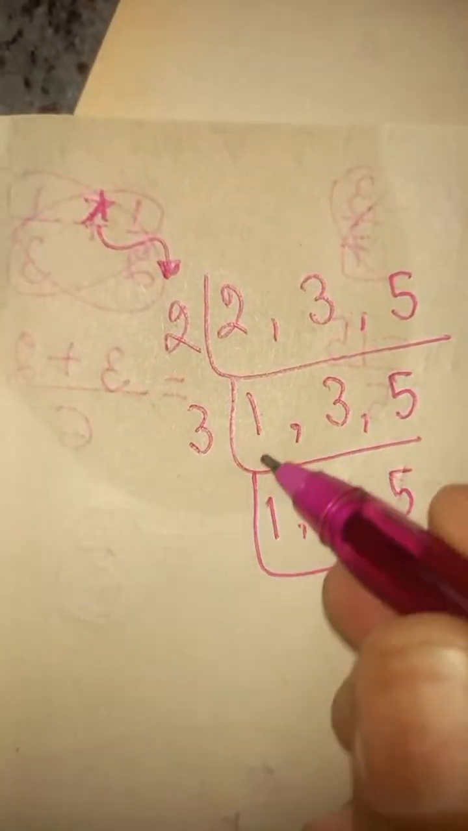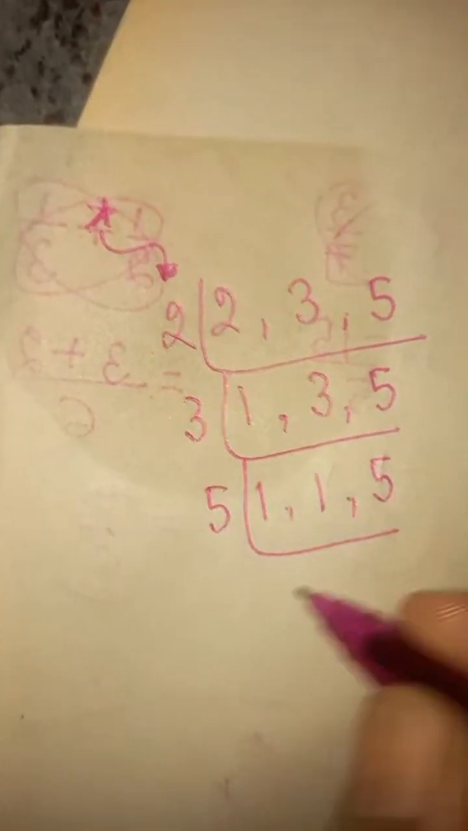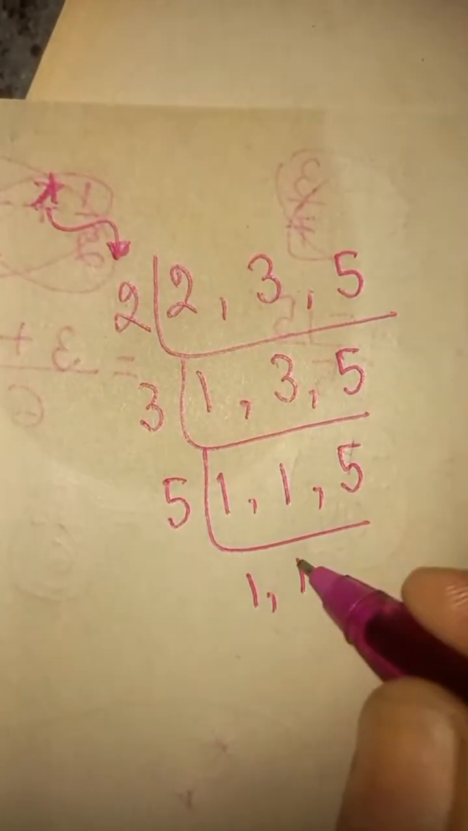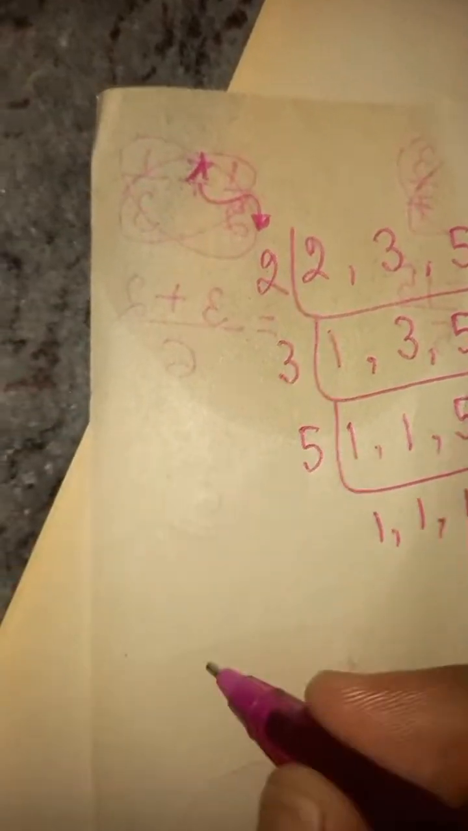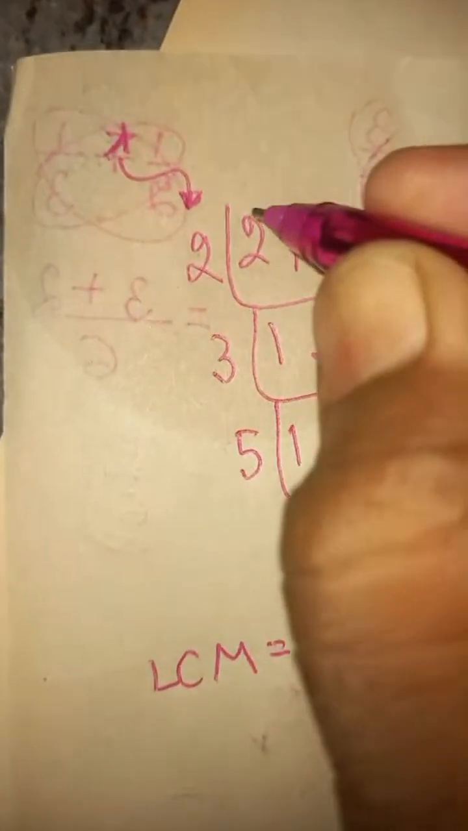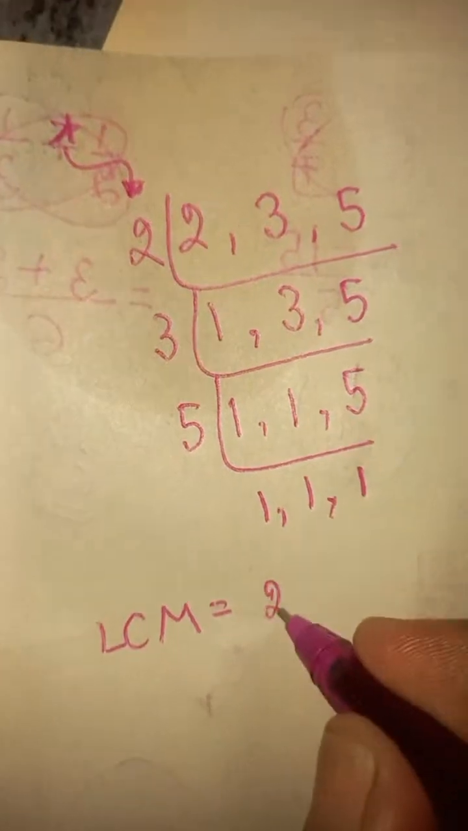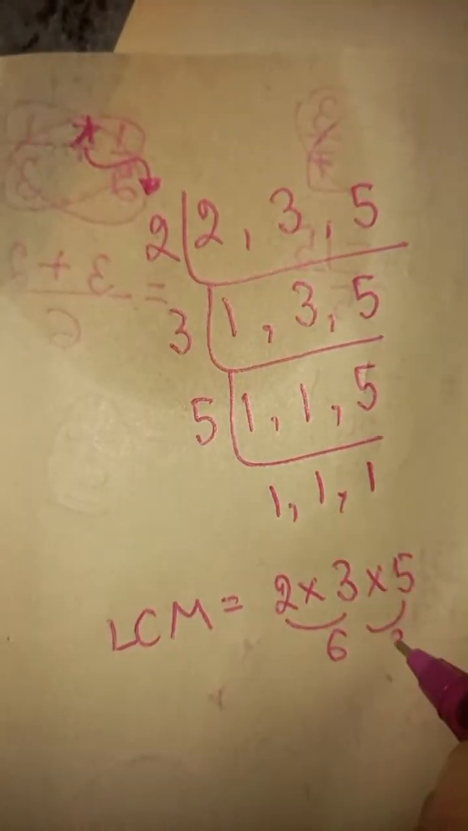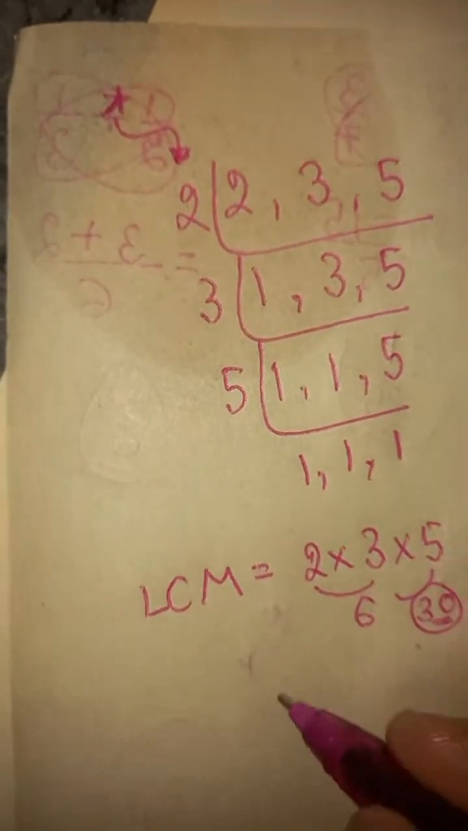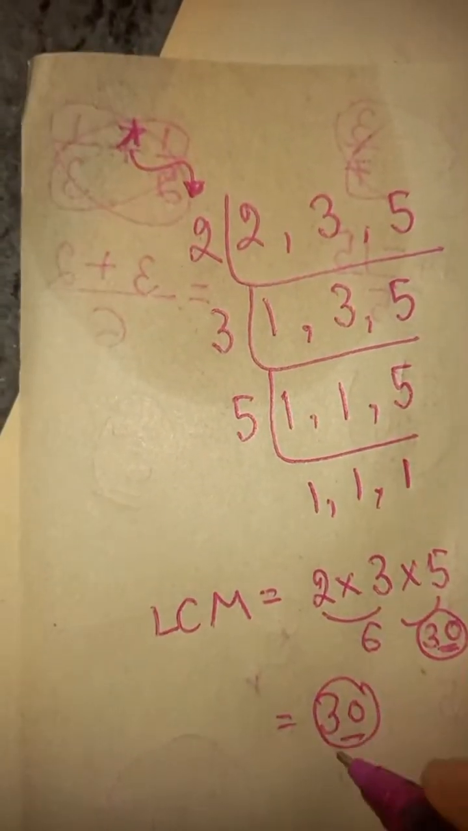Next, let's take the next bigger prime number, which is 5. Here 1 remains like that. Here also 1 remains. 5 1 times 5. So you're going to get LCM, which is nothing but you need to multiply all three of them: 2 times 3 times 5. 2 times 3 is 6, 6 times 5 is 30. So this is completely equal to 30.